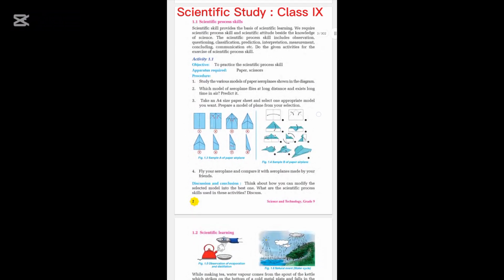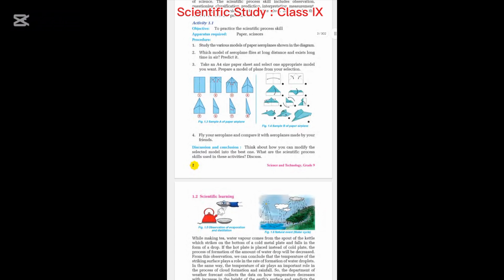Then the next page of the chapter talks about scientific process skill. Scientific skill provides the basis of scientific learning. We require a scientific process skill and scientific attitude beside the knowledge of science. The scientific process skill includes observation, questioning, classification, prediction, interpretation, measurement, concluding, communication, etc. Do the given activities for the exercise of scientific process skill. So we have given an experiment. You can go through this.